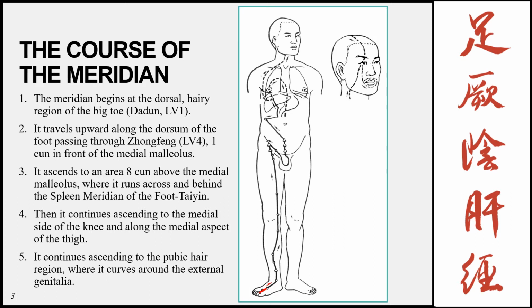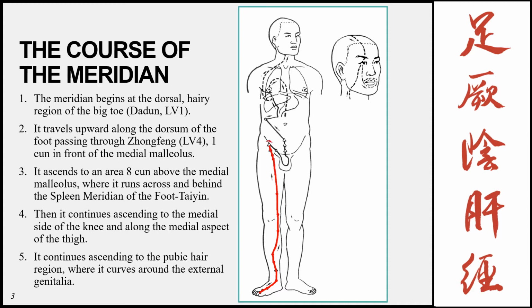The course of this meridian. So let's first look at the general flow of the meridian. As you can see on the image on the right, the meridian is flowing from the foot up the medial side of the leg, then it circles around the genitalia, goes up the abdomen, then moves laterally to the floating end of the 11th rib, and then continues ascending to the liver.